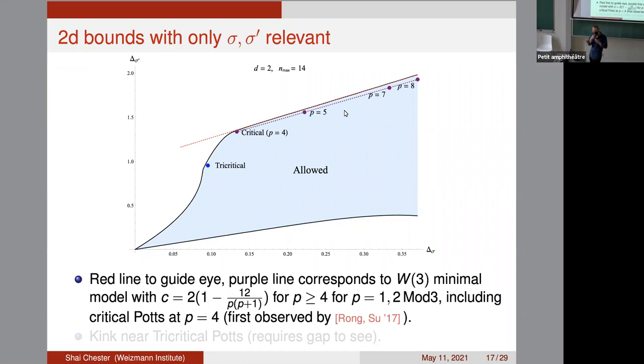I would expect that if we were to look at mixed correlators, eventually you would not see these other W3 minimal models in the allowed region. But still, I think it's cool that you see them.